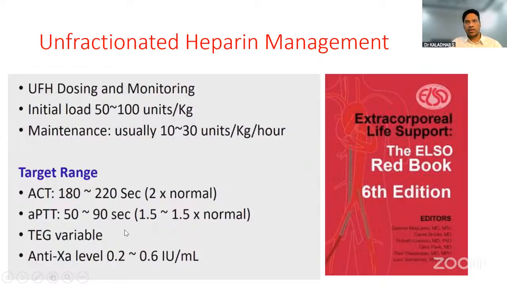TEG, yes, if there is a possibility we can do TEG, I think this is being explored. I will be talking about it in subsequent slides. This can be tried. Anti-Xa levels are actually coming up more and more, and this is the most standardized method compared to even ACT and APTT, which has to be maintained between 0.2 to 0.6. This is the crux of how we generally go about anticoagulation in ECMO support.